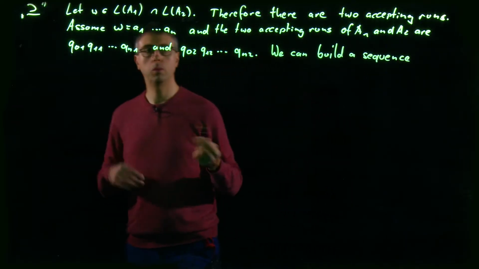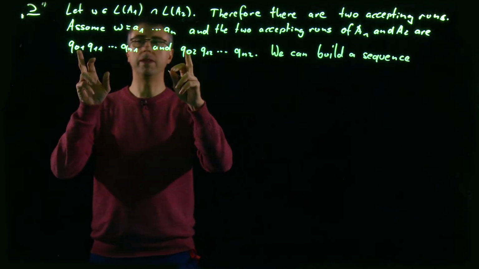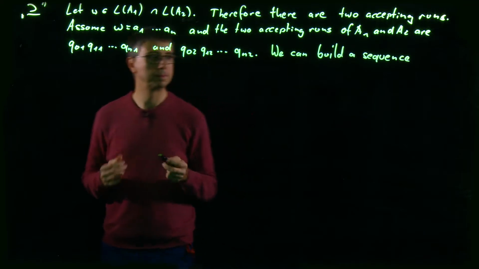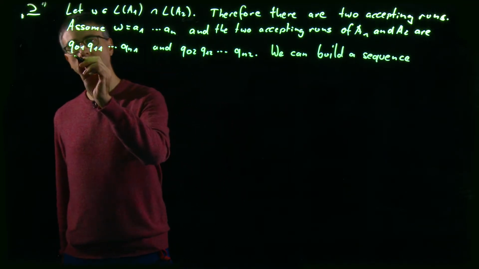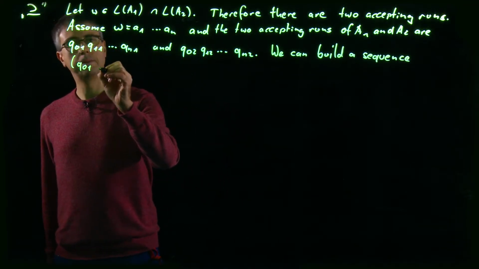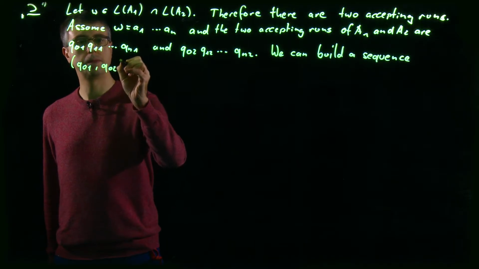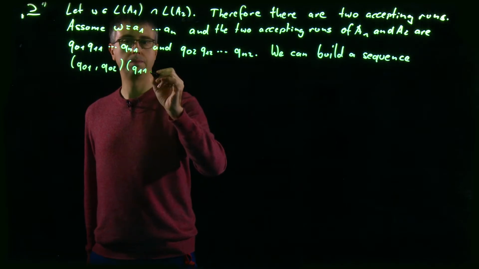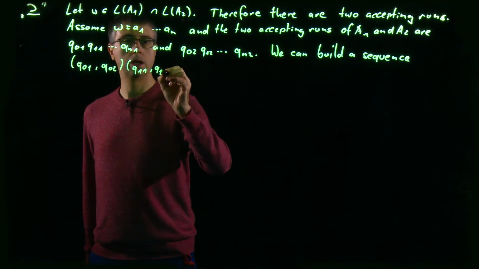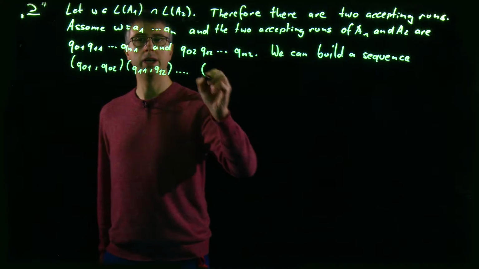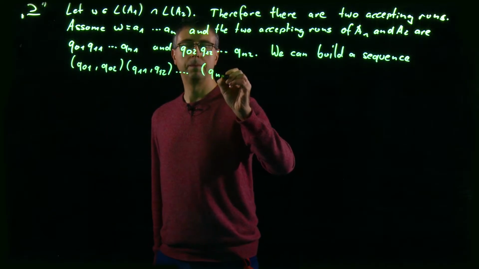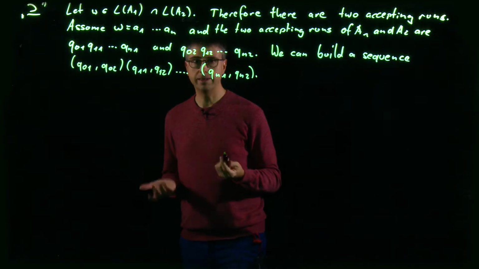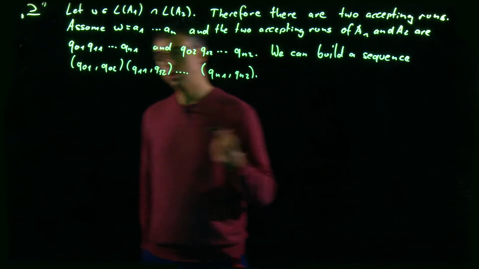Now we combine in this sequence the states pairwise. This one with this one, this one with this one, and so on. So we build a sequence (q_0^1, q_0^2), (q_1^1, q_1^2), (q_2^1, q_2^2), and so on, up to (q_n^1, q_n^2). That's the sequence.